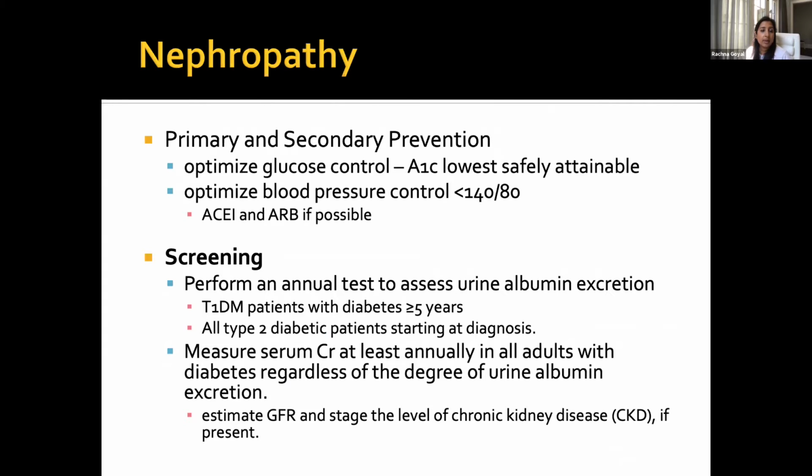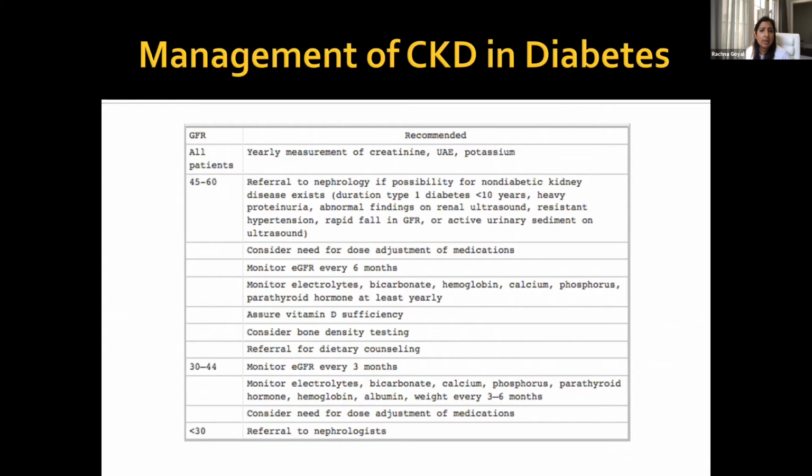And then screening, we talked about already, so I can skip over this. And then management of CKD and diabetes. We typically are going to get a BMP every 6 months or every year at the minimum. So always look at their creatinine. If their GFR dips, I do tend to refer to nephrology on the earlier side, just to make sure that they're getting plugged in case anything progresses more rapidly.